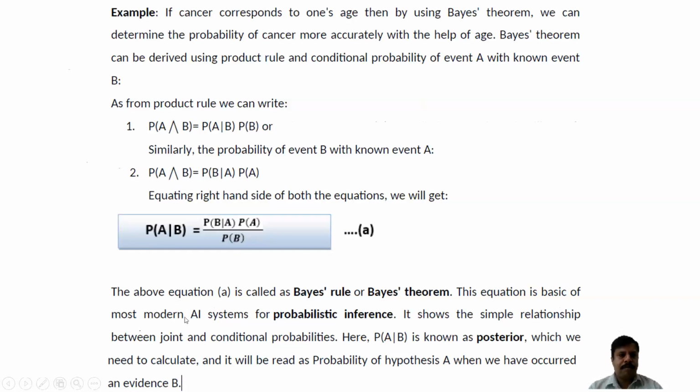This equation is the basis of modern AI systems for probabilistic inference. It shows the simple relationship between joint and conditional probabilities. Here P of A by B is known as the posterior, which we need to calculate, and will be read as the probability of hypothesis A when we have an evidence B that has occurred.